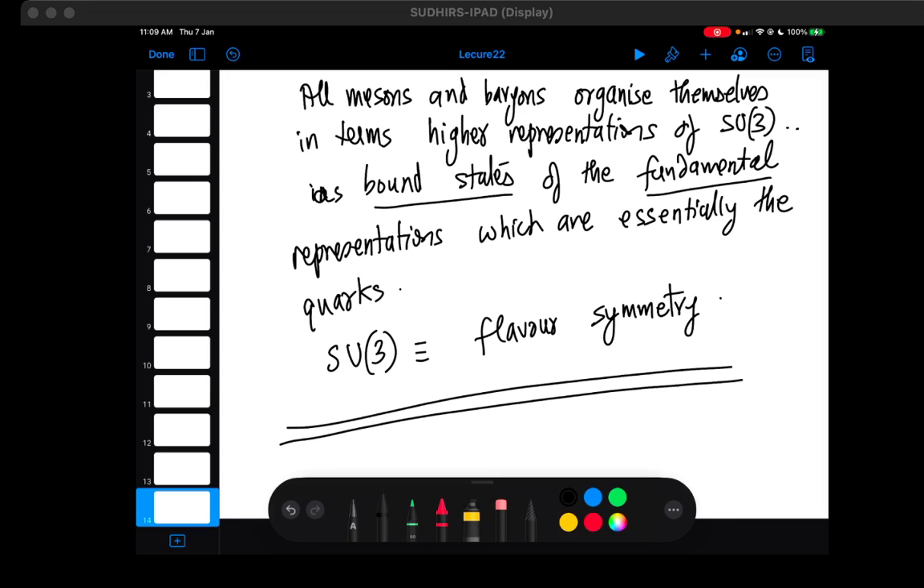This flavor symmetry, which is an approximate symmetry, also tells you how these three quarks form bound states, which are essentially your mesons and baryons. Out of these three quarks, the mesons are essentially 3 times 3 bar, the quark anti-quark multiplied together, whereas the baryons are three quarks put together. So you can build the wave functions in this fashion.